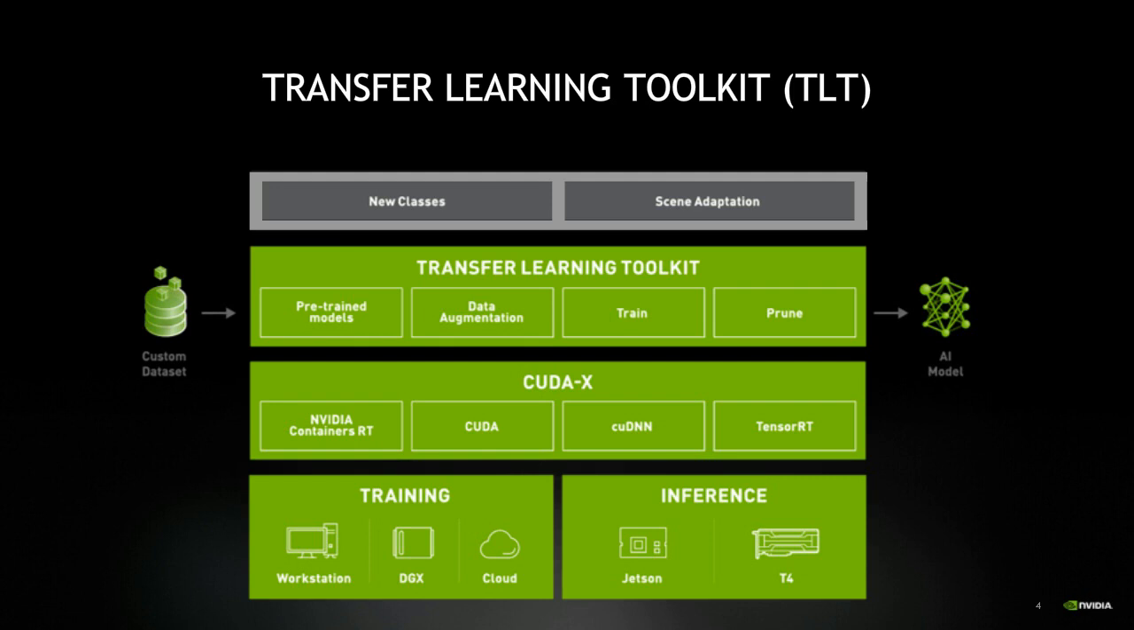The toolkit sits on NVIDIA CUDA X stack. This includes all the lower-level libraries at NVIDIA, such as CUDA, cuDNN, and TensorRT. And finally, at the bottom are the NVIDIA computing platforms. Models can be trained using TLT on NVIDIA Power Workstation, DGX Box, which are supercomputer in a box, and in the cloud with NVIDIA GPUs. For inference, models can be deployed on any NVIDIA platform, from embedded Jetson devices to large servers.